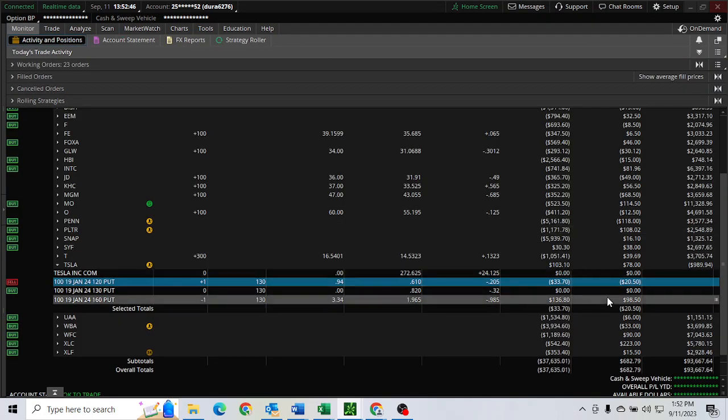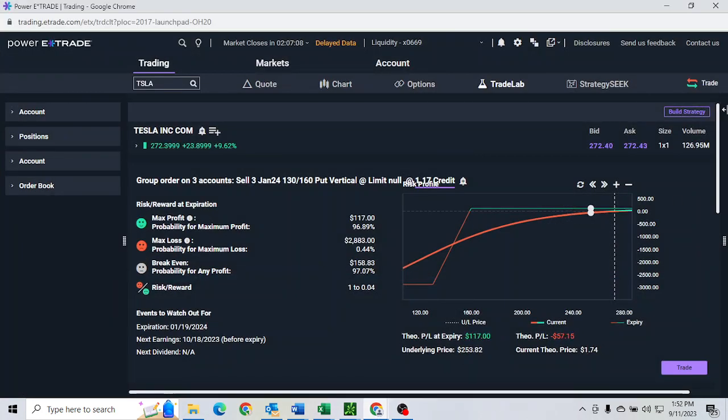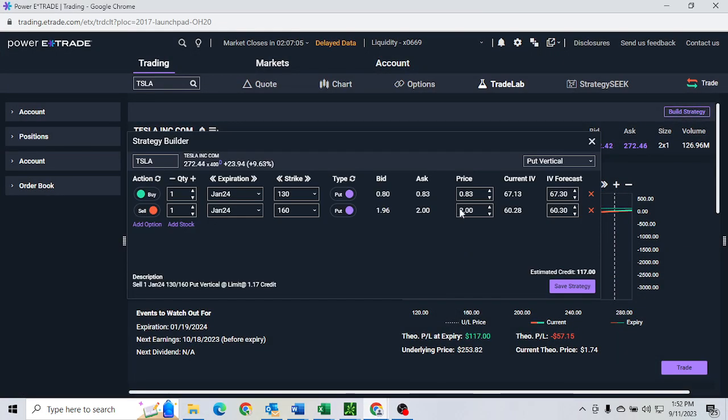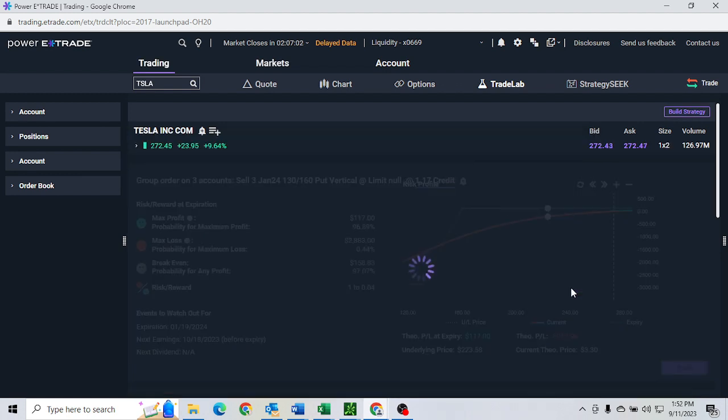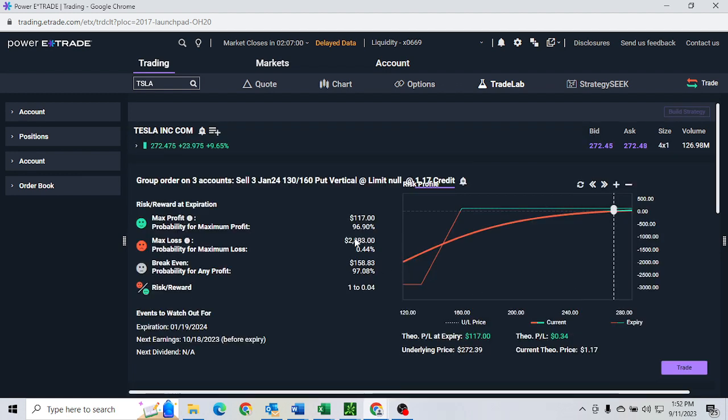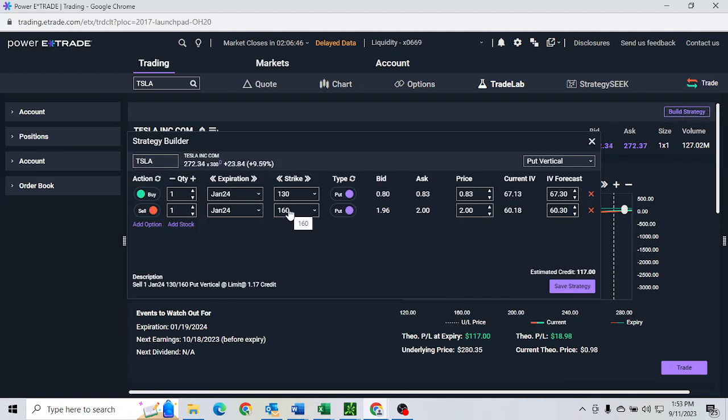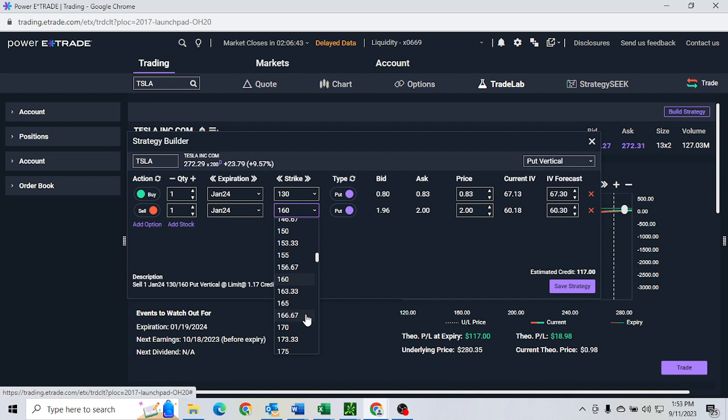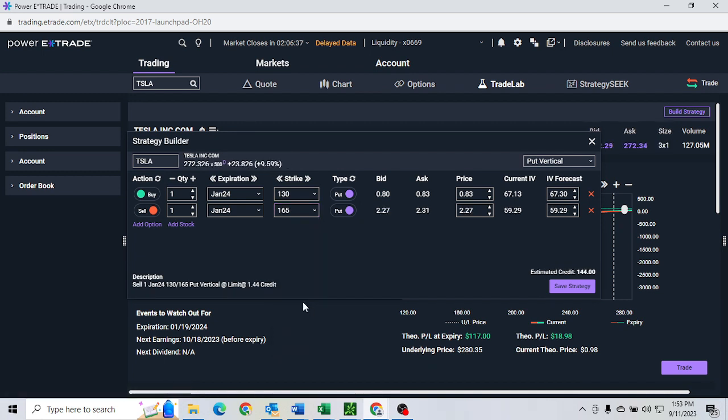All right, let me show you something else now. Let's take a look at what I could do with the other leg. So let's build strategy. Now I'm at the 130. My exposure now is only 3,000 instead of 4,000. But still, we're talking about way out of the money contracts. We got a few months left in the year. Do you really think that Tesla's going to blow through 130 on the downside? Maybe if there was a nuclear war. Not sure. Let's take a look at this 165.